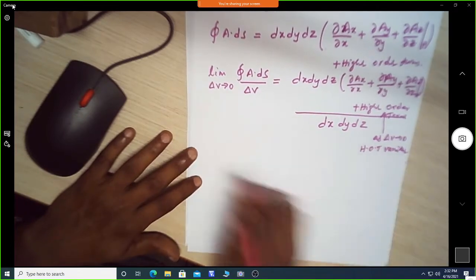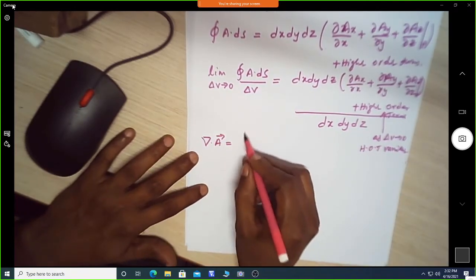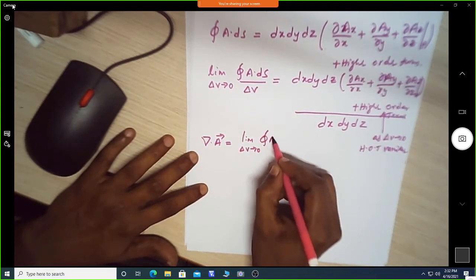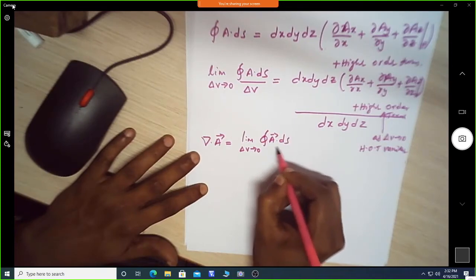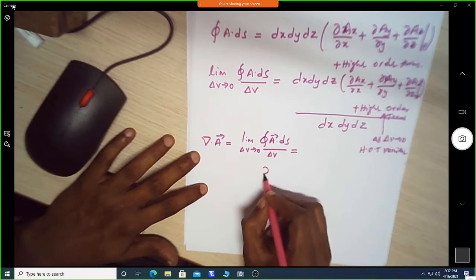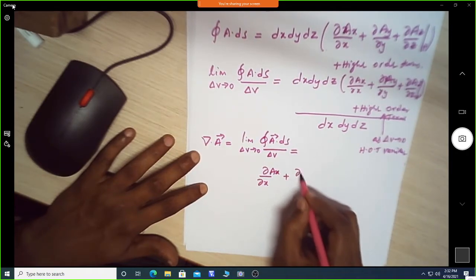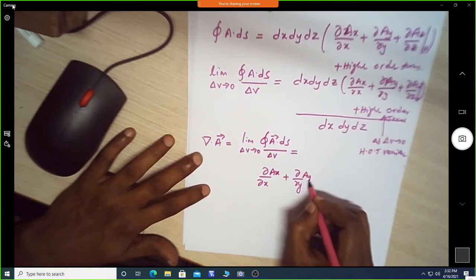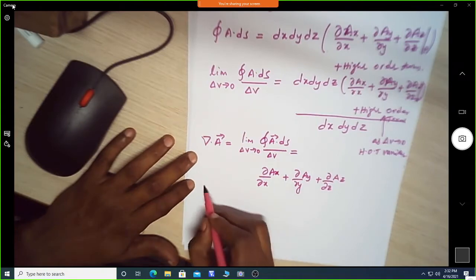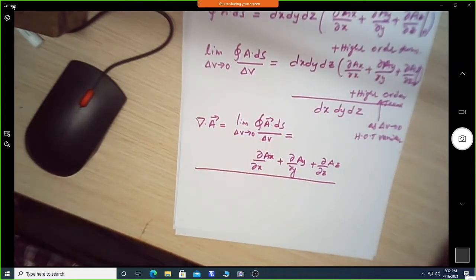Now we can write del dot A, which we can define as the limit as del V tends to 0 of the closed surface integral of A dot ds over the volume, which is nothing but del by del x of Ax plus del by del y of Ay plus del by del z of Az. So this is the divergence of A.